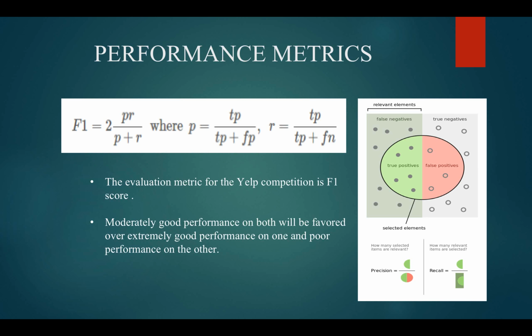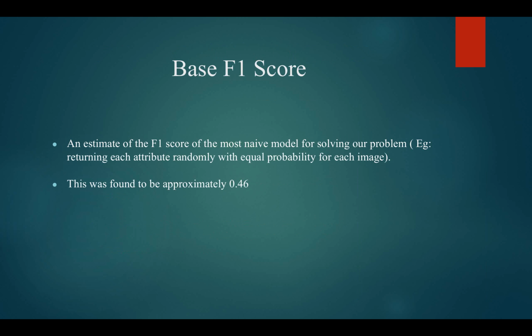So for the performance metrics, the mean F1 score is the performance metric measure for the Yelp competition. The mean F1 score can be calculated using the given formula. Base F1 score that we have got: by taking each attribute randomly with equal probability for each image, we have estimated the F1 score for this most naive model. So the result we have got is 0.46.